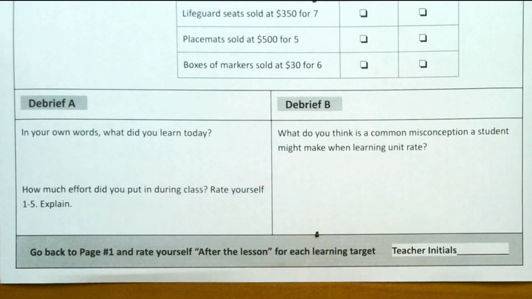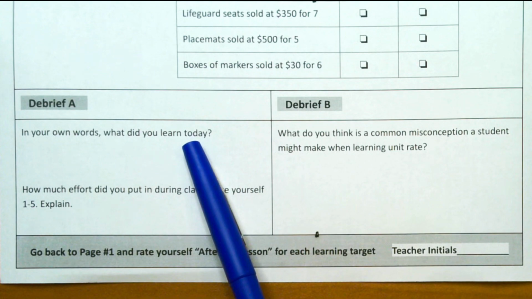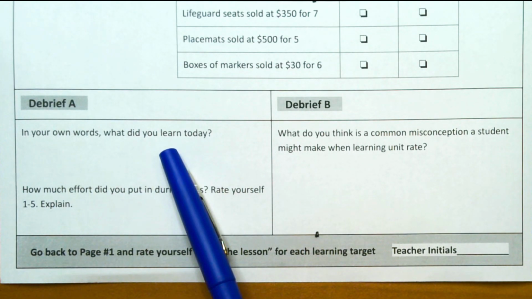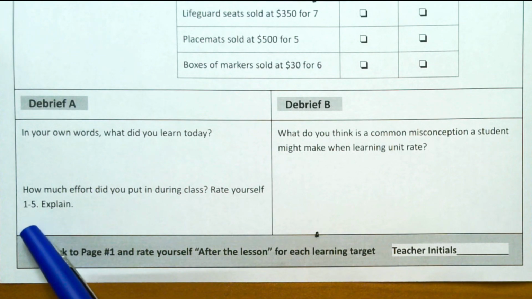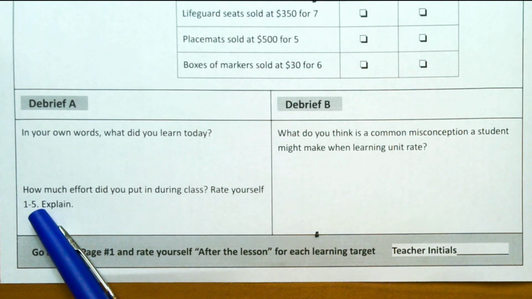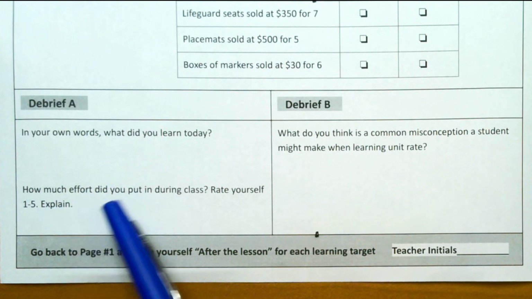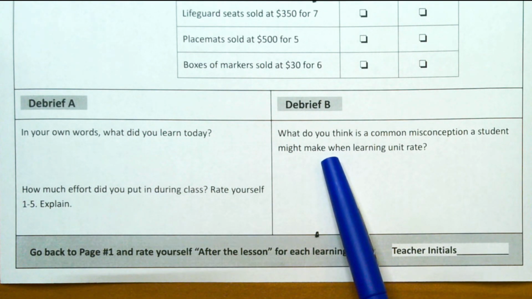To close out today's lesson, you're going to answer our debrief questions. In your own words, what did you learn today? Sometimes it's helpful to go back and look at what you practiced on previous pages. How much effort did you put in today? Rate yourself 1 through 5, 1 being the lowest amount of effort, 5 being the greatest amount of effort, and explain. And then what do you think is a common misconception a student might make when learning unit rate or unit cost?